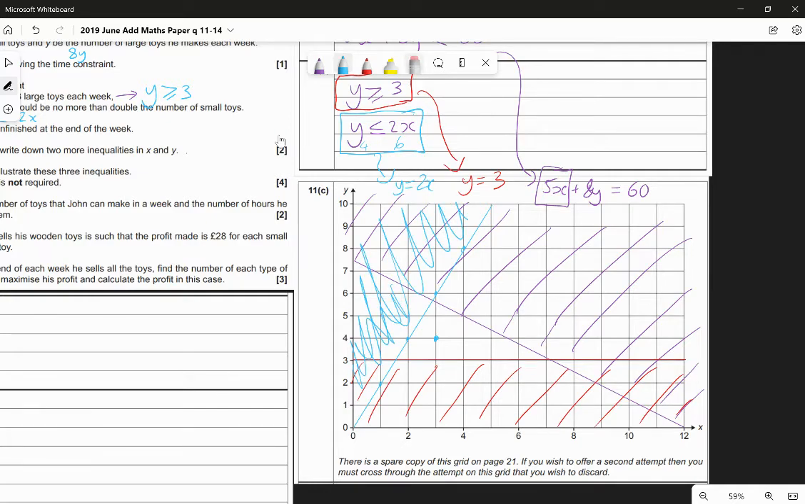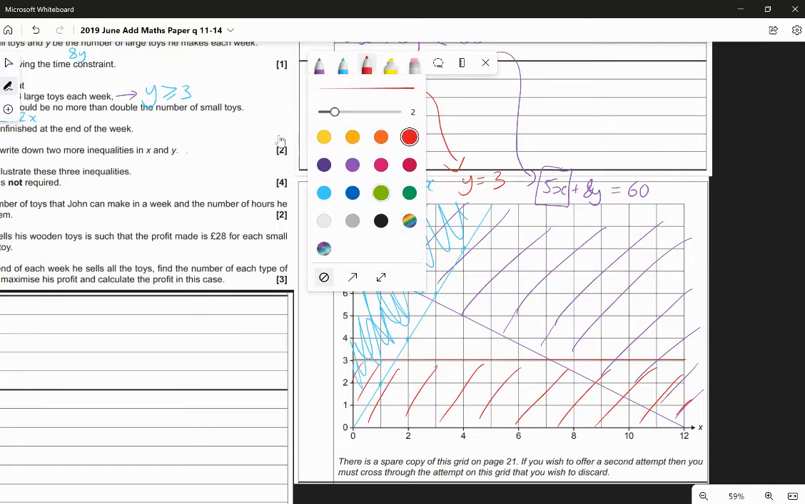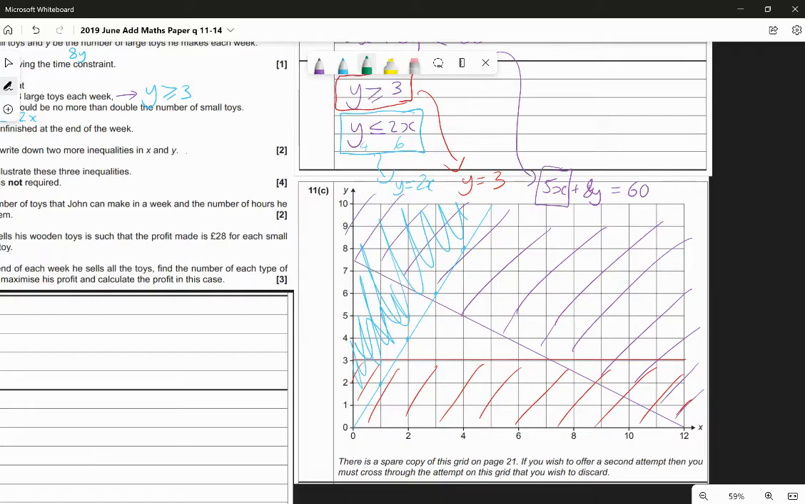So what I've ended up with is this little triangle here, where anything inside the triangle is allowed. Now we're talking about toys, the number of toys made. We will be making whole numbers of toys, so it's not like anywhere in this region is allowed. I can't have the points, let's choose a different colour, I'll choose green, I can't have the points here where I've made 3.5 small toys and 4.5 large toys. So that coordinate there doesn't work. It's only going to be integer coordinates for this question. So I'm going to put a green dot at every point where there is a possible solution.